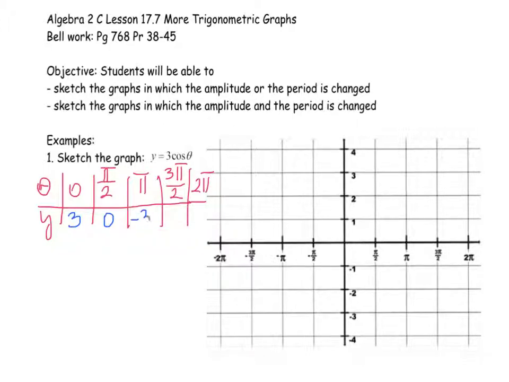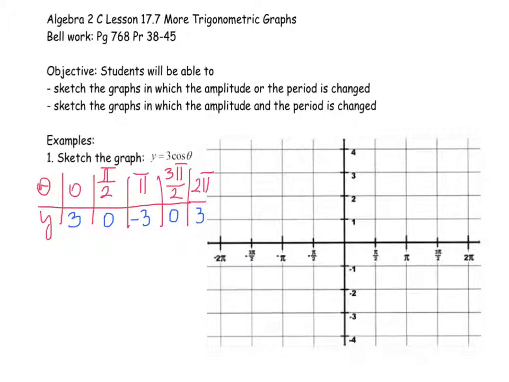I get negative 3. And at 3 pi over 2, which is 270 degrees, cosine is going to be 0. So if I multiply it by 3, I get 0. And at 2 pi, I am going to get 3 again because 2 pi is the same point as my starting point. So then I'm going to start graphing.